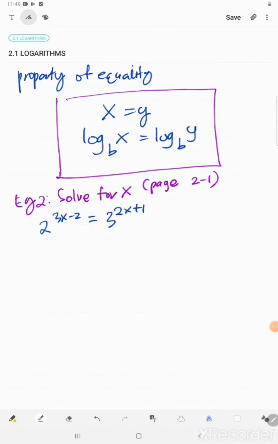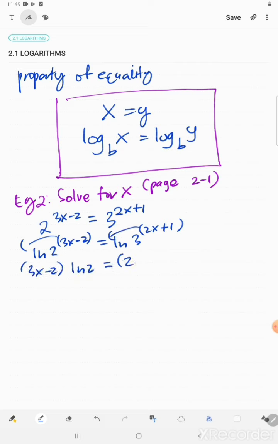This is the second example where you have to find x. Now to solve this, you have to add ln to the left and right side. So it will be ln 2 power of 3x minus 2 equal to ln 3 power of 2x plus 1, and bring the exponents to the front of ln. So it will be (3x minus 2) ln 2 equal to (2x plus 1) ln 3.